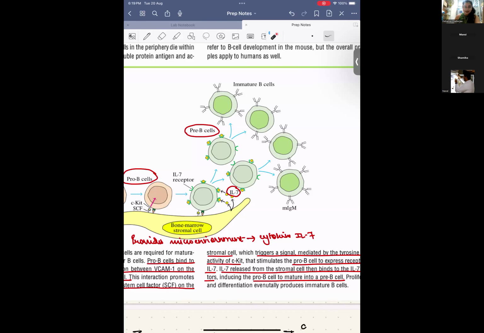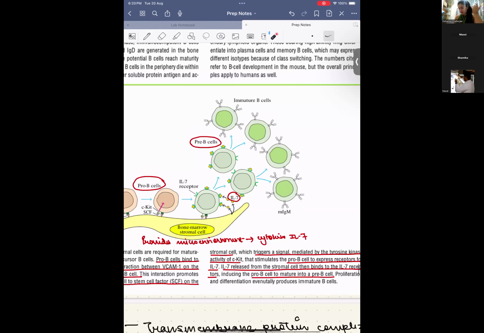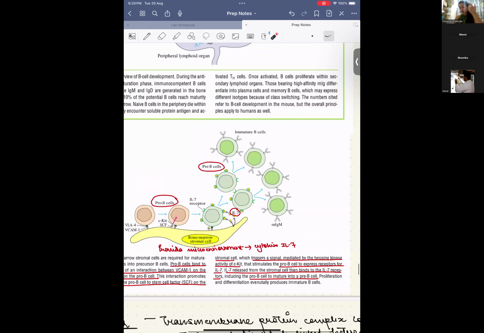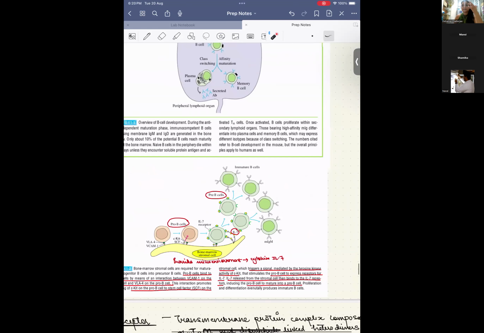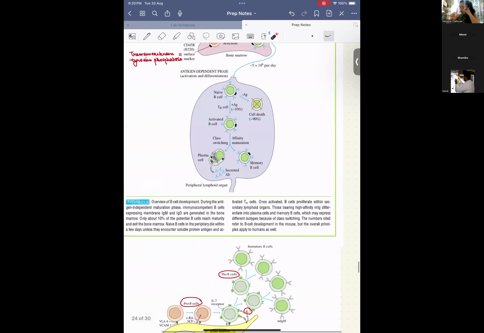Now, who is producing this IL-7 cytokine is again the stromal cell itself. So these stromal cells produce IL-7, which binds to the pro-B cells, eventually leading to the transition of pro-B cells to pre-B cells. And later, these pre-B cells can form immature B cells, which go to the mature lineage. It then gains its antigen competency and everything that we have already discussed, right?